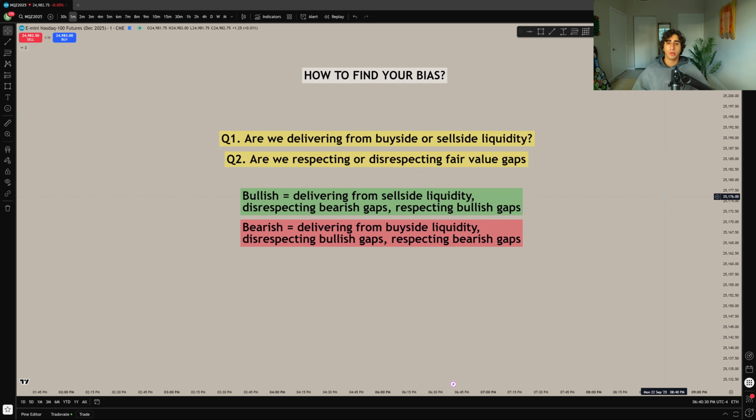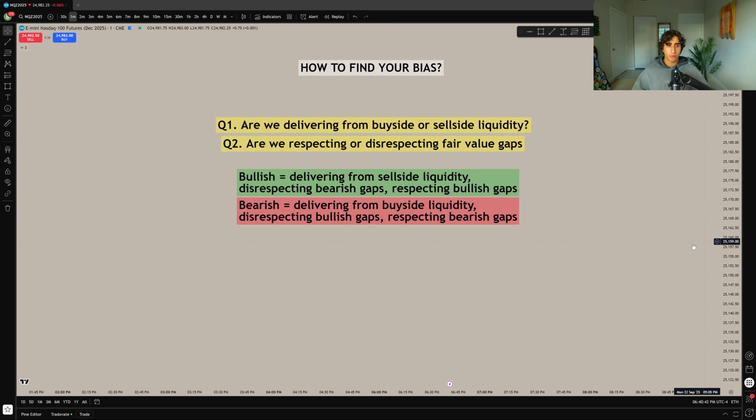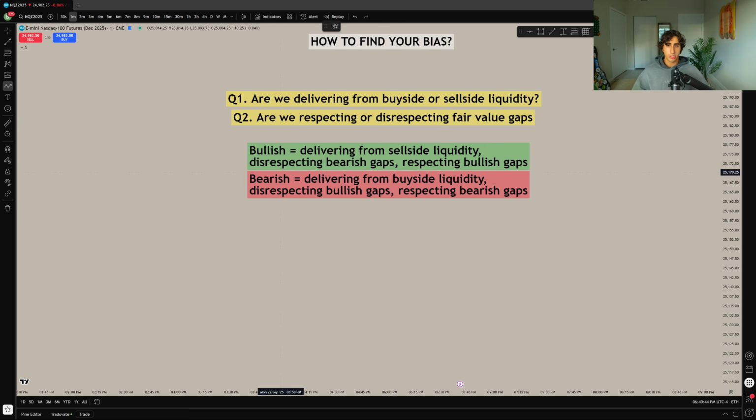So if we are going to be bullish, we are delivering from sell side liquidity, we're disrespecting bearish gaps, and we're respecting bullish gaps. We're going to be bearish, we're going to be delivering from buy side liquidity, we're going to be disrespecting bullish gaps, and we're going to be respecting bearish gaps. So I'll draw this out so you guys can have a picture of what this looks like, right?